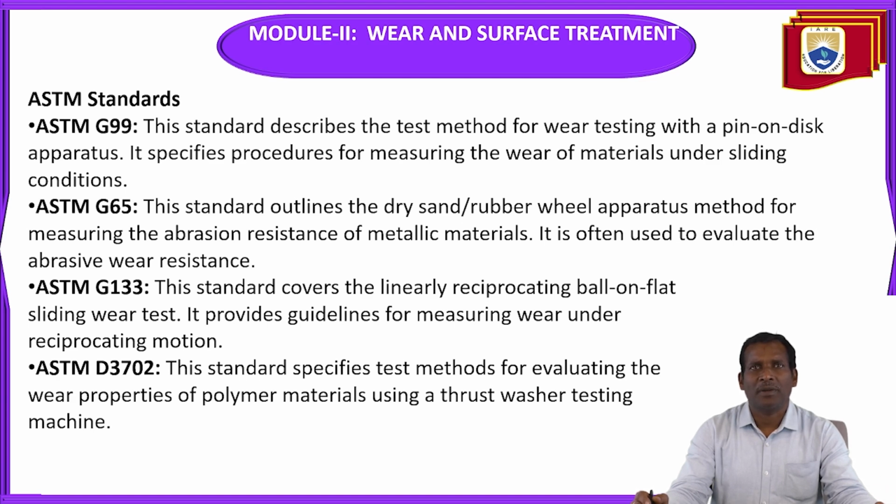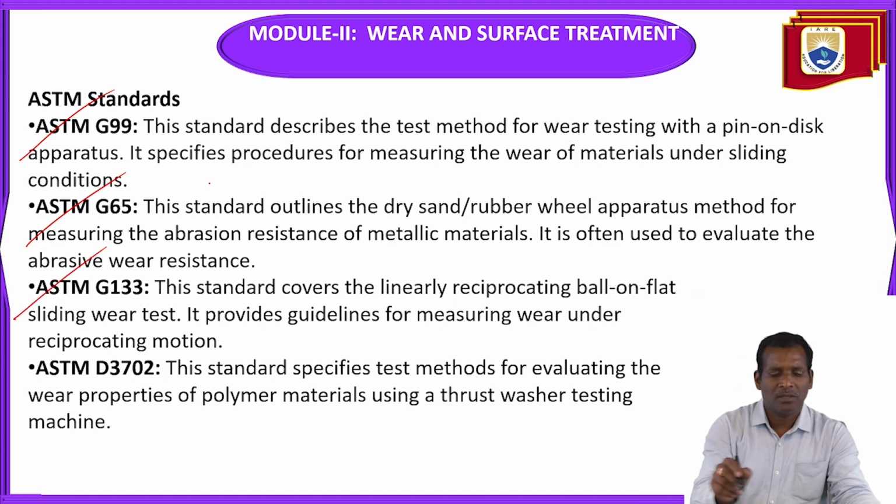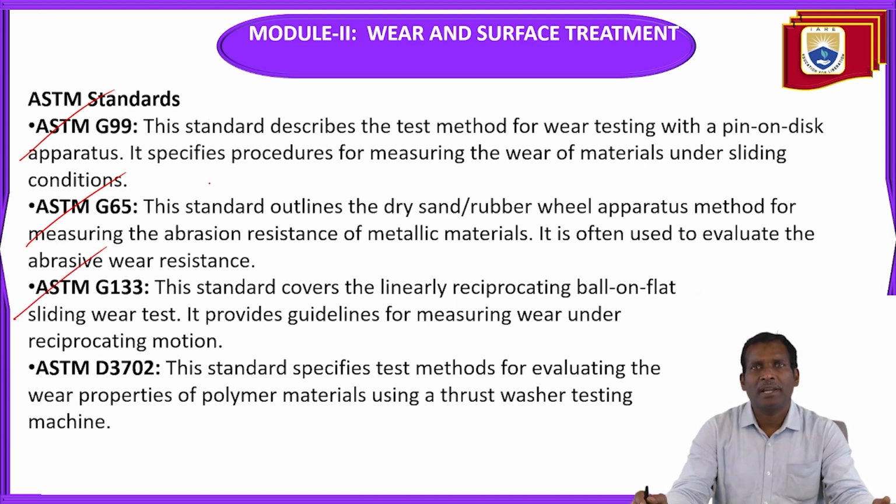ASTM G65 outlines the dry sand/rubber wheel apparatus method for measuring the abrasion resistance of metallic materials. It is often used to evaluate abrasive wear resistance. ASTM G99, ASTM G65. Next, ASTM G133. This standard covers the linearly reciprocating ball-on-flat sliding wear test. It provides guidelines for measuring wear under reciprocating motion.